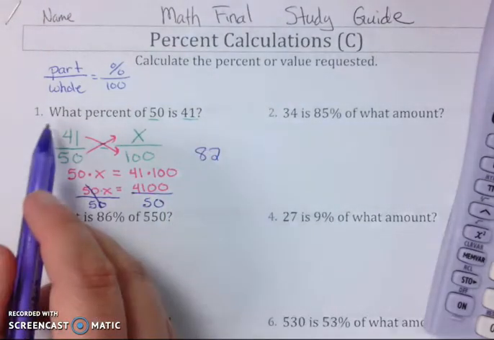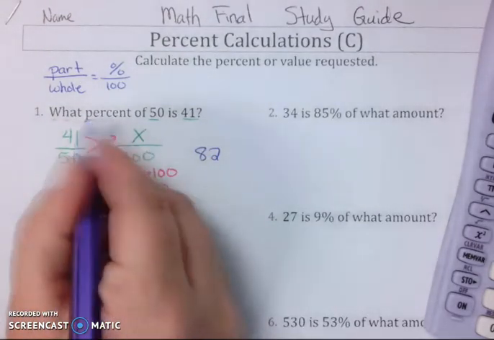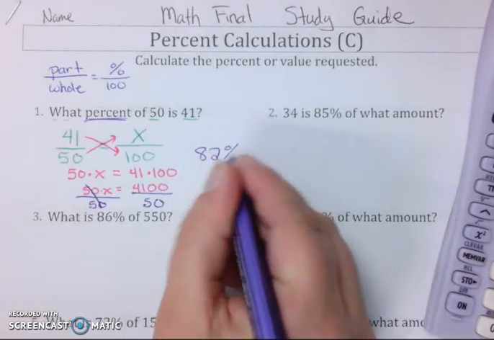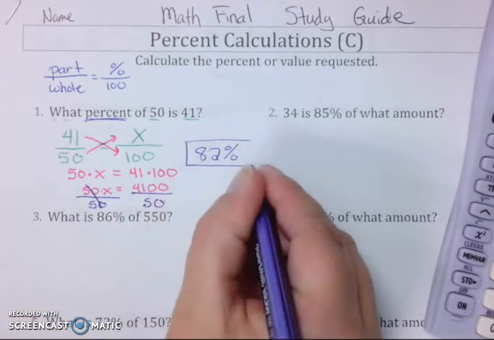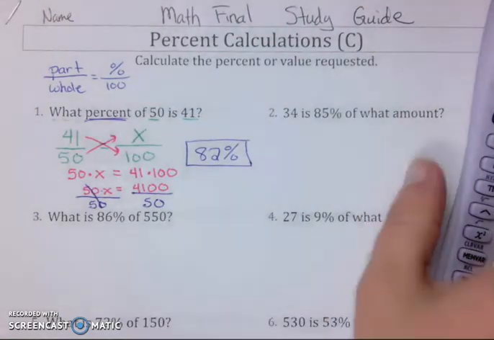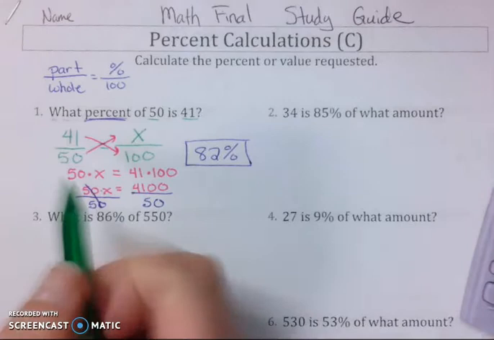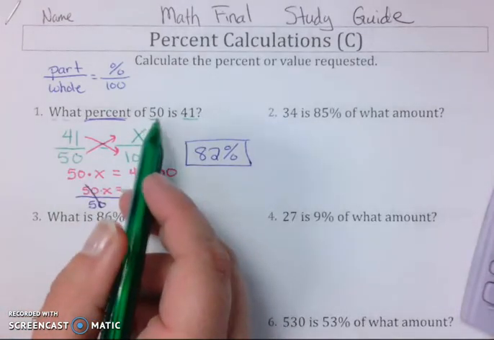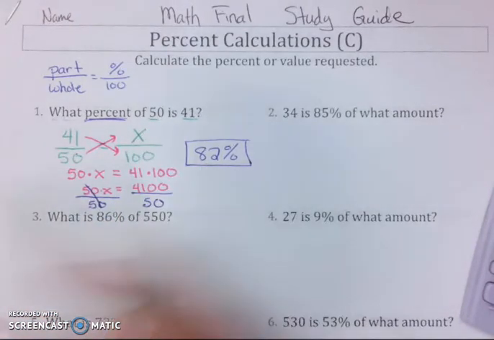Now check, is it percent? What percent? Oh, it is percent. So I need to add a percent sign. So always double check what you're trying to find. Does it make sense? 41 is pretty close to 50. It should be a high percent. So yes, it makes sense.